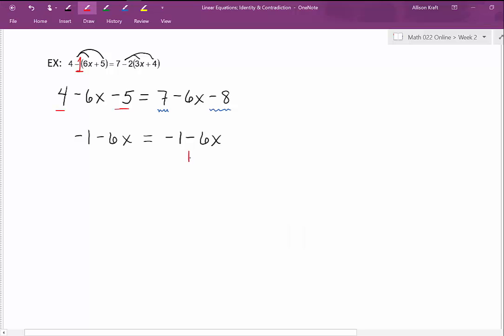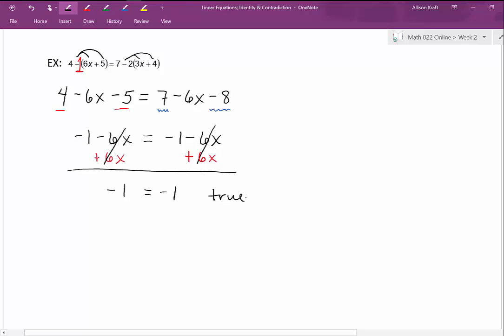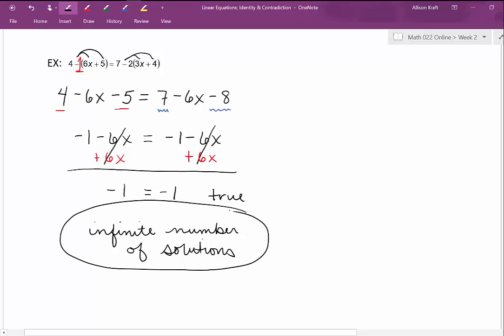To eliminate this minus 6x, I'm going to add 6x to both sides. The 6x falls out on the right, and it also falls out on the left. I'm left with the statement -1 is equal to -1. This is a true statement. So my interpretation of that is that we have an infinite number of solutions. This equation would be considered an identity.